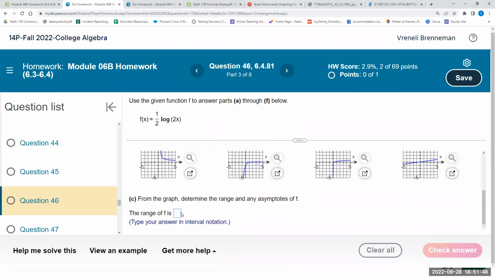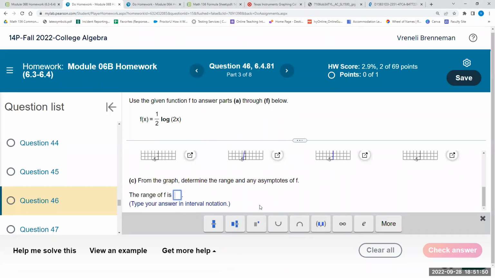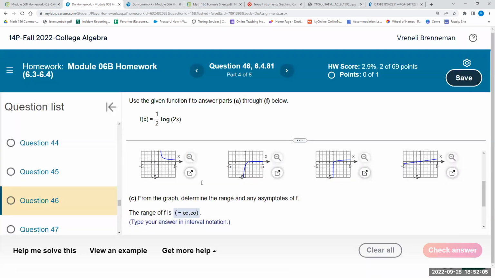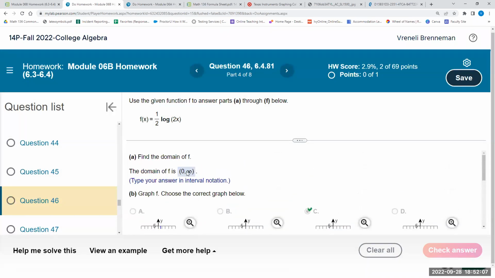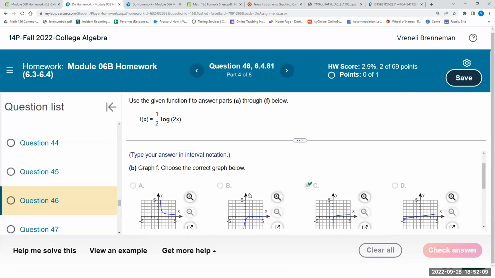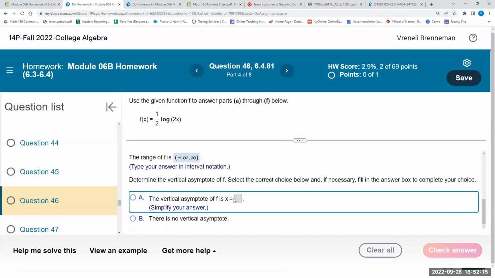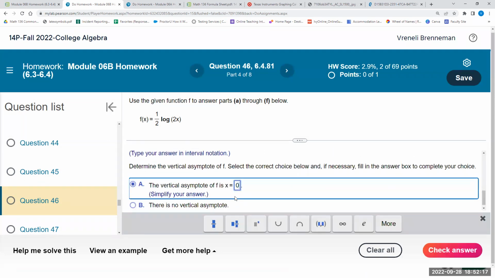So then it asks for the range, and the range for the logarithm is automatically always all real numbers, so negative infinity to infinity. And then the asymptotes, so that's going to be that vertical line for the logarithm, and it's going to be x equals the first part of the domain. So 0 there.